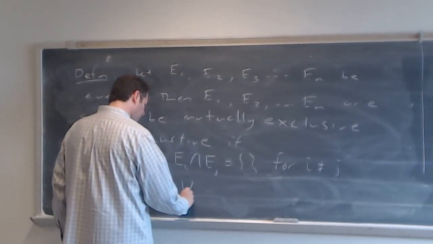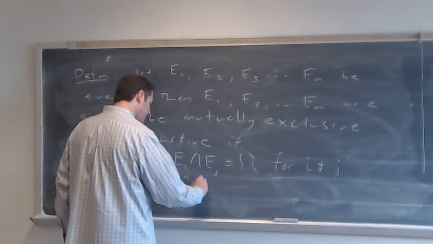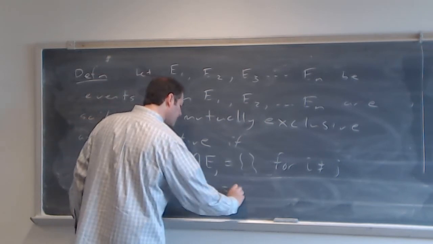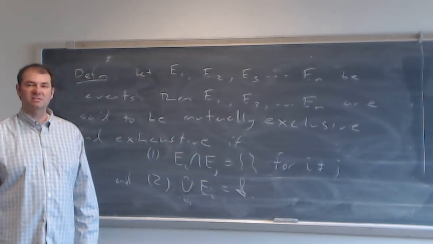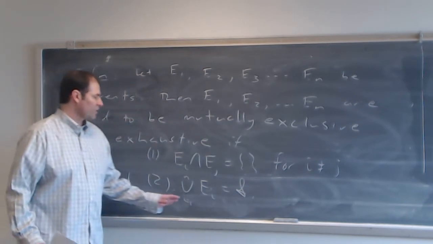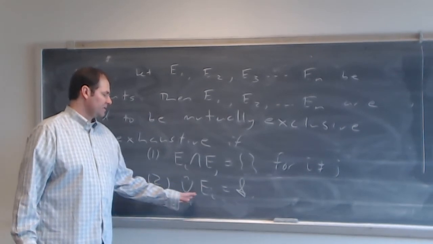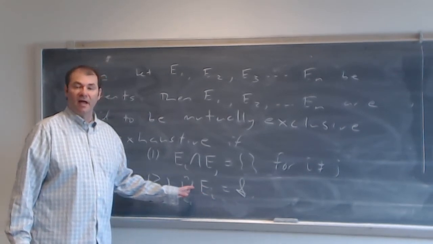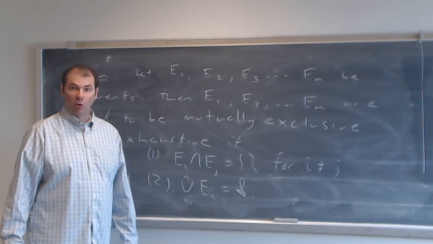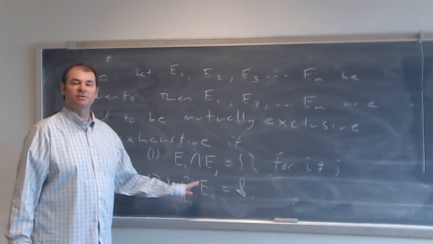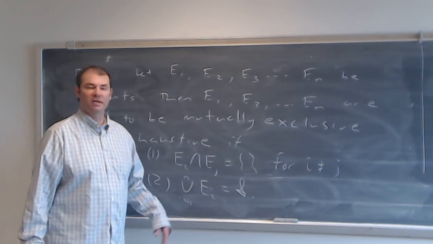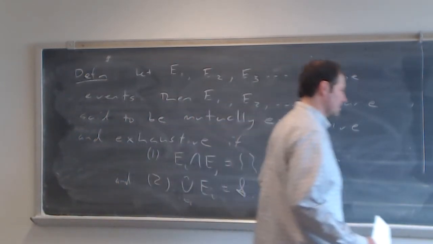2, here's the exhaustive part. If you union up i running from 1 to n of the Eis, you get the sample space. So what we mean by exhaustive is that the sample space is being broken down into these E1 through En, and if you union them up, you get the whole sample space. Okay? It's a way of partitioning up the sample space into non-overlapping regions where the whole sample space is held.